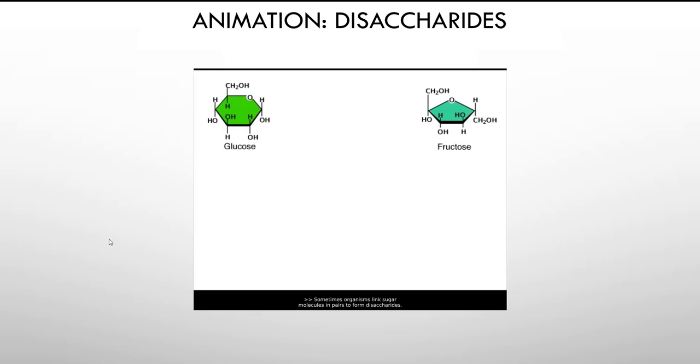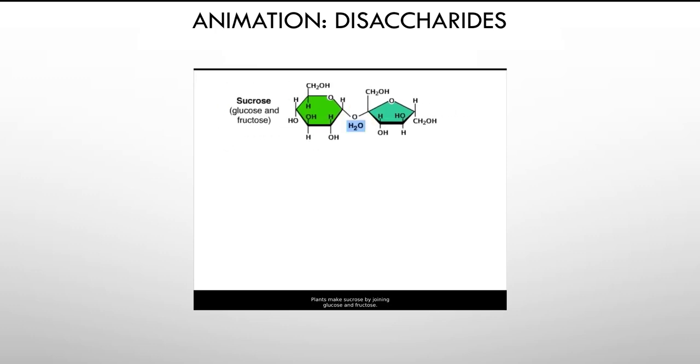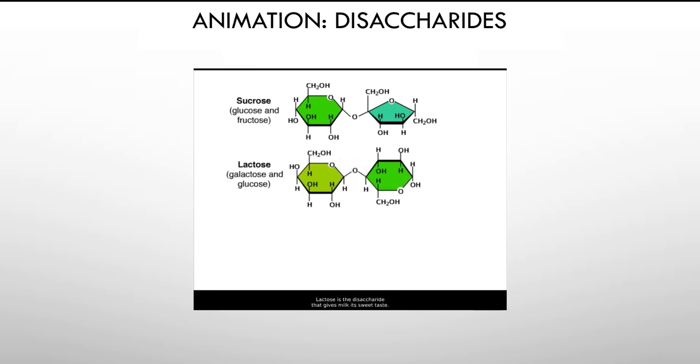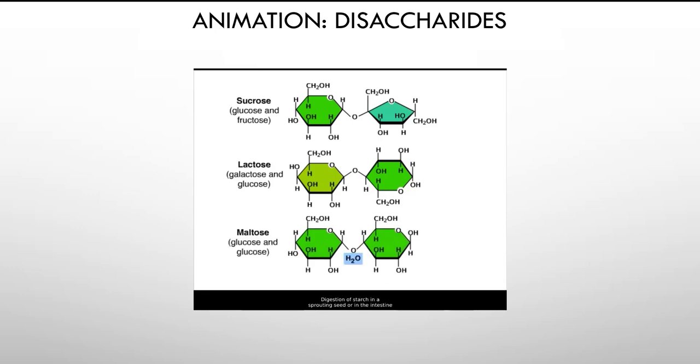Sometimes organisms link sugar molecules in pairs to form disaccharides. Here are several examples. Plants make sucrose by joining glucose and fructose. Sucrose circulates in plant sap, and we obtain it from sugar cane and sugar beets and use it as table sugar. Lactose is formed by joining galactose and glucose. Lactose is the disaccharide that gives milk its sweet taste. Maltose consists of two linked glucose molecules. Digestion of starch in a sprouting seed or in the intestine of an animal produces this disaccharide.